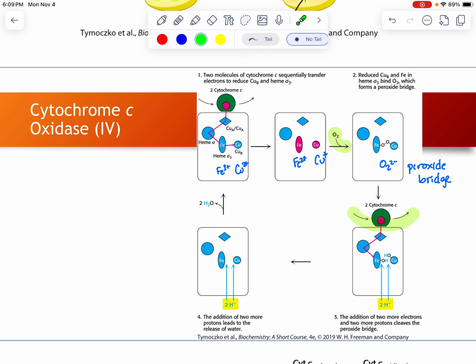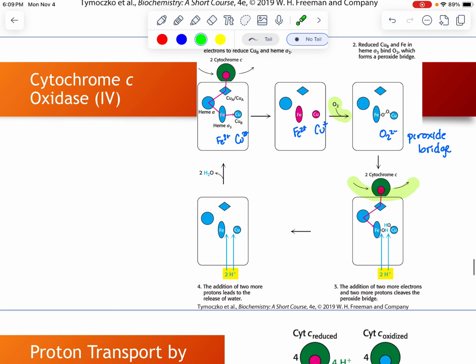They can eventually bond to this peroxide, and when they do that, now there's enough electrons for these things to pick up protons. So they pull those protons from the matrix, and now we get these OH groups bound to both the iron and the copper. Then, if we look at it, two more protons will enter, and when they do, these two things will leave as water. So we made two water molecules from that oxygen.